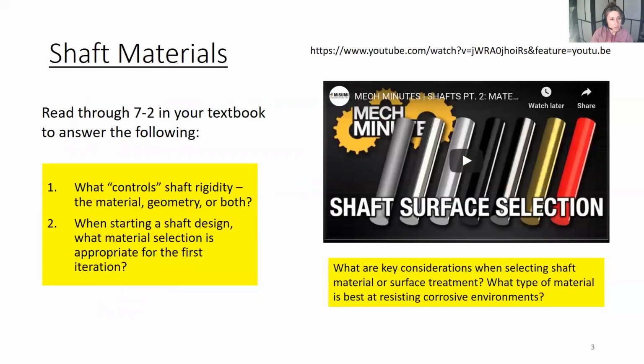So shaft materials is covered in chapter 7.2 in your textbook. So read through that, paying attention to the following two questions. One, what controls shaft rigidity, the material, geometry, or both? And two, when starting a shaft design, what material is appropriate for the first iteration?